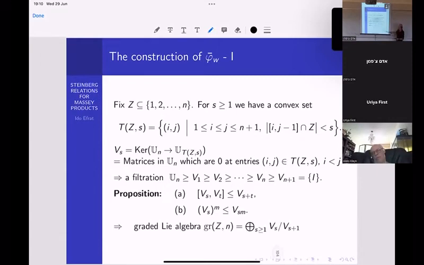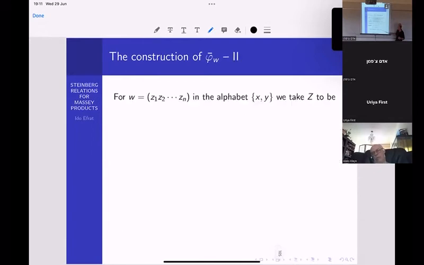So what we actually have here is a graded algebra, where in degree s we take this commutative group V_s modulo V_{s+1}. So this is the additional structure. Which set Z of integers do we take? So the next step, and let me remind that W was the word z_1 to z_n, the letters are X and Y, and you take Z to be one of the following.